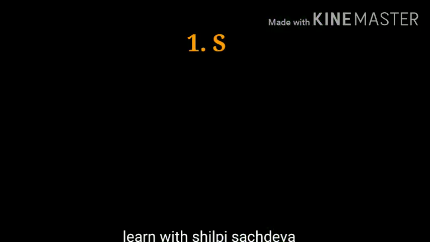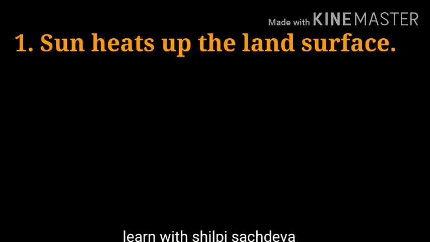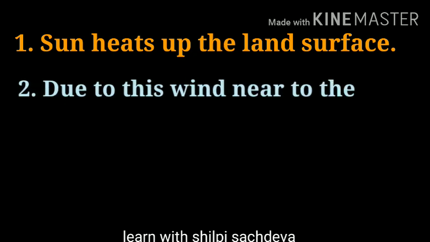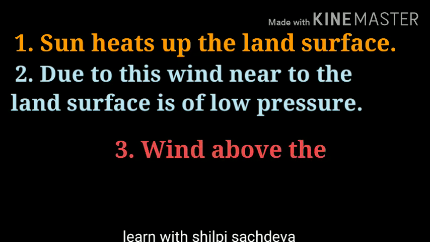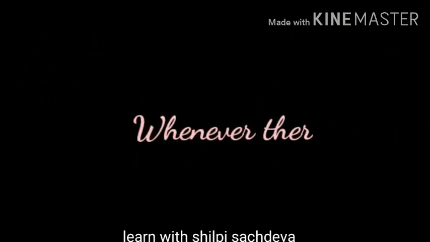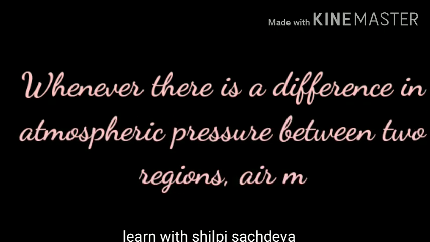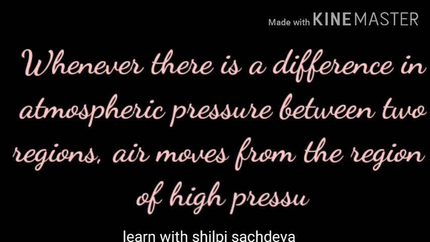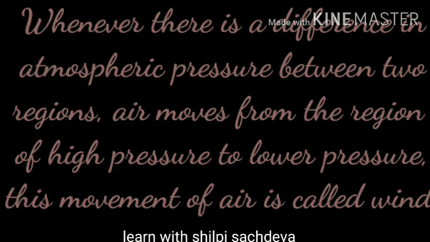So viewers, with this explanation we are now clear that the sun heats up the land surface. Due to this, the wind near the land surface is of low pressure and the wind above the land surface is of high pressure. Thus, whenever there is a difference in atmospheric pressure between two regions, air moves from the region of high pressure to the region of lower pressure. This movement of air is called wind.